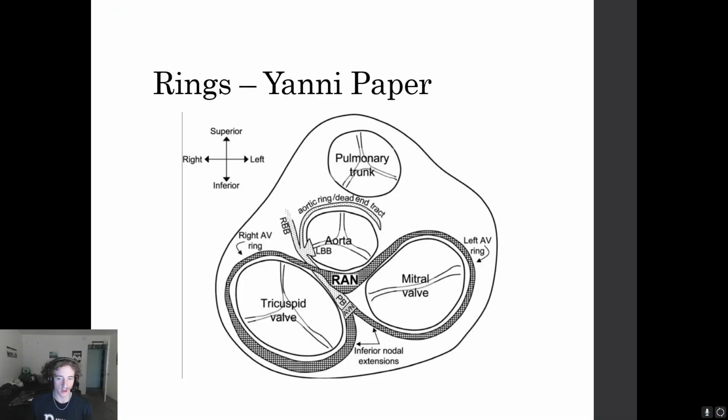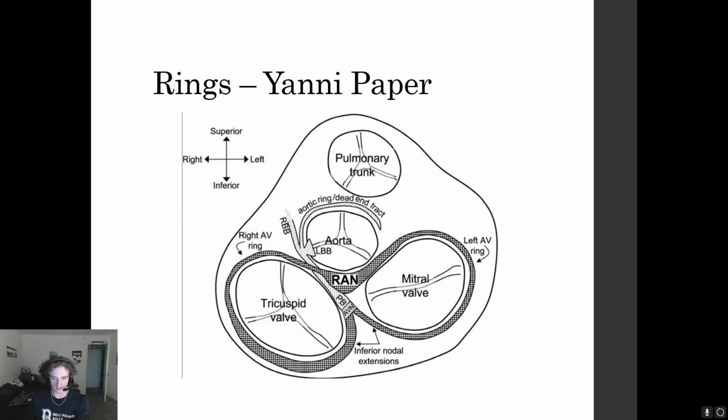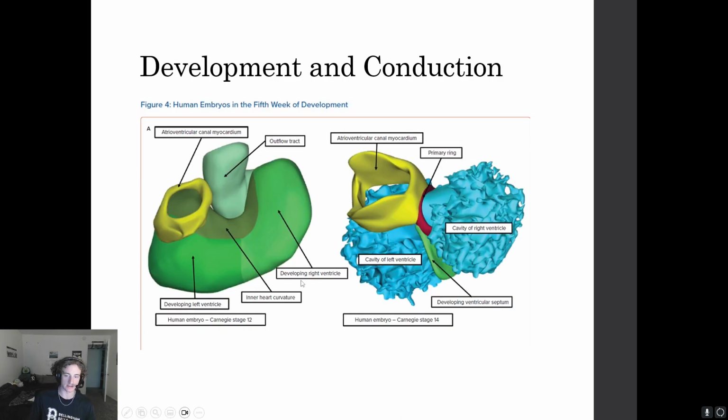Okay, time to move on. This is where boys become men. This paper is extremely difficult to understand, but I think we can work through it. So what are we looking at? This is a paper from 2021 that's discussing the importance of those inferior nodal extensions. We saw that the rings come from the inferior nodal extensions, so that's the money, right? So we're going to look at those.